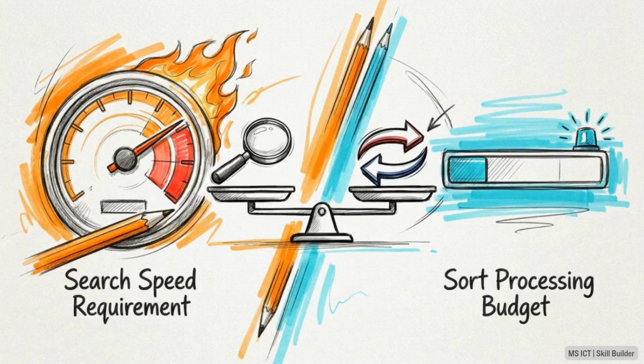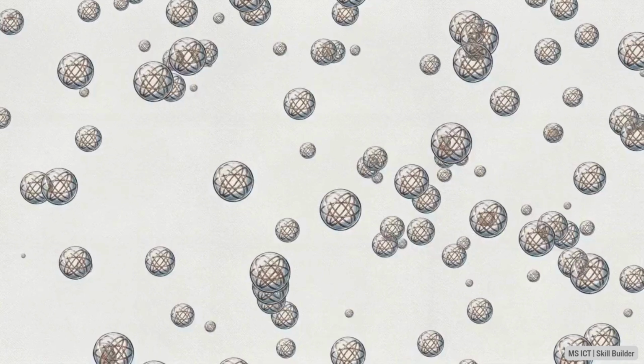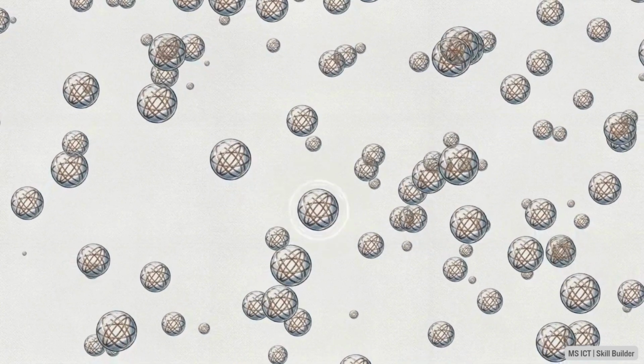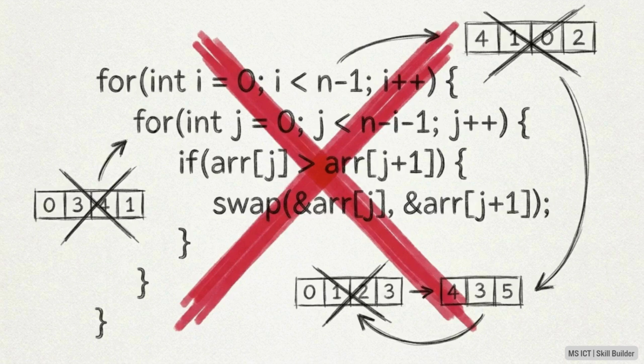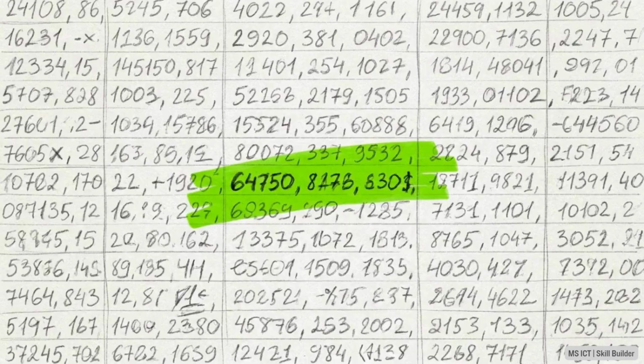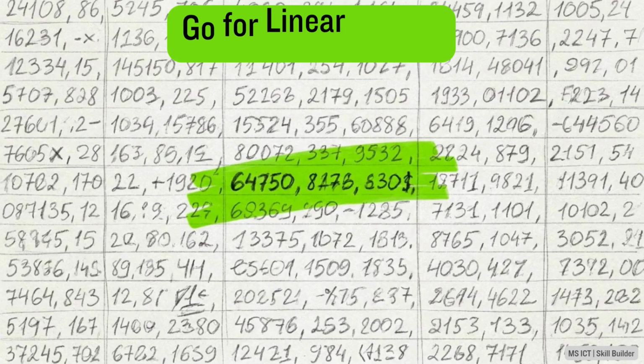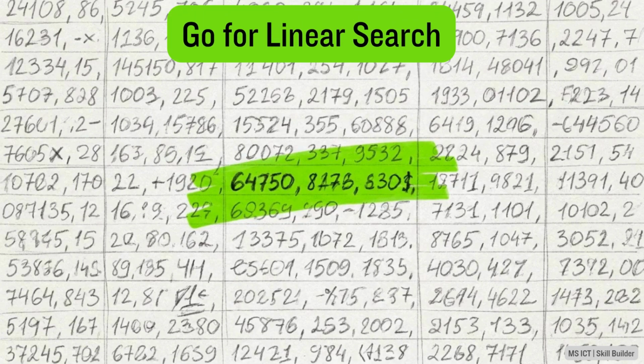Deciding which of these algorithms to use comes down to balancing the immediate speed of searching against the upfront processing cost of sorting. If you're handed a messy dataset and only need to look up a value exactly once, running a bubble sort is a waste of processing power. It is much faster to simply leave the data unsorted, run a linear search, find your target, and move on.